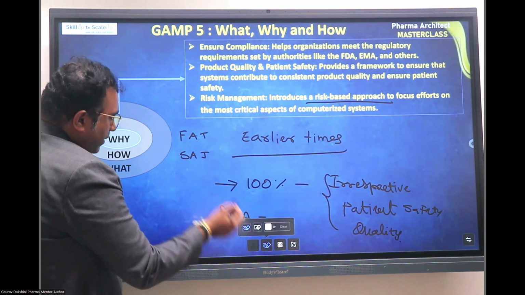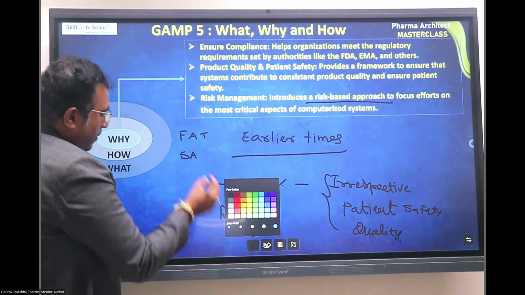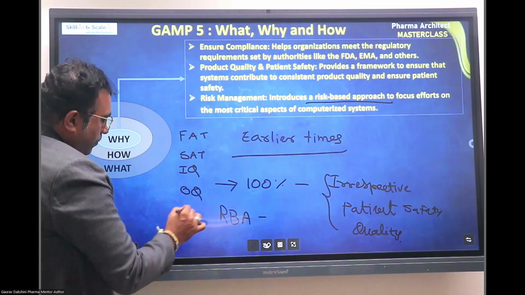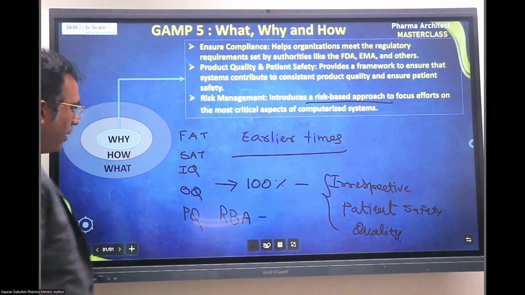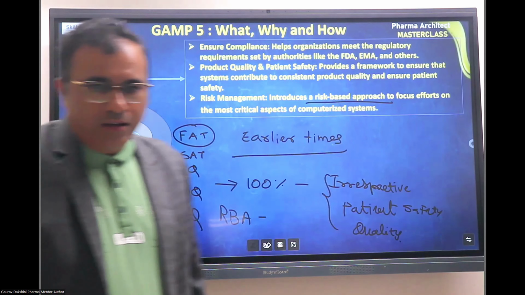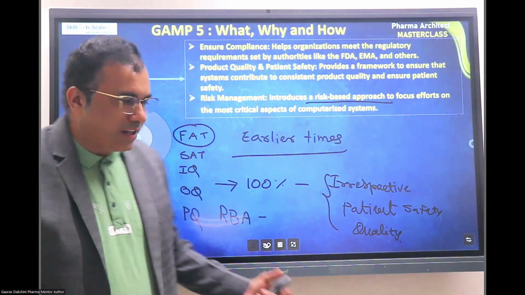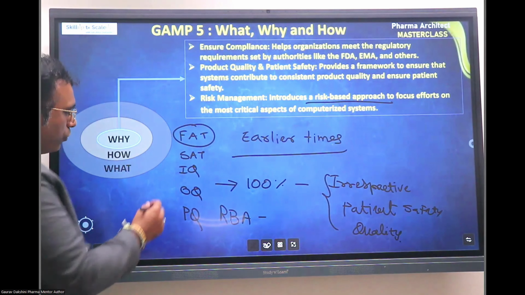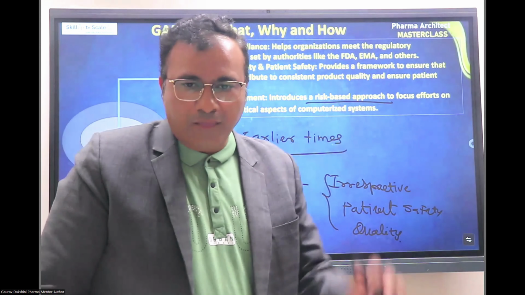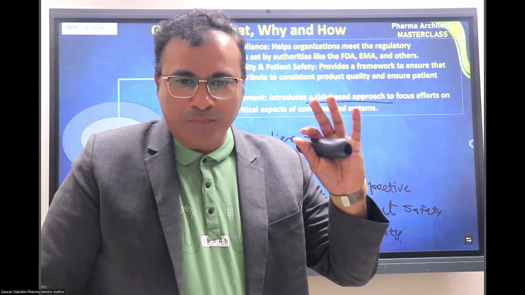Let's say you do the SAT. Then what do you do? You do IQ, you do OQ, you do PQ. Now, many of the tests you have performed in FAT, Rupesh, Venkatesh, Chirag, many of the tests you perform in FAT, you entirely repeat again in the IQ, OQ, and PQ. Yes or no? Yes.